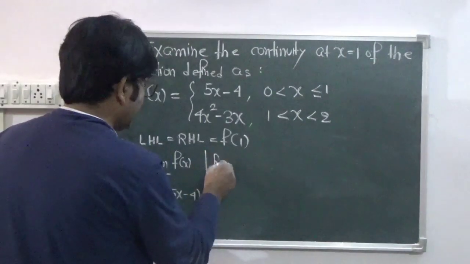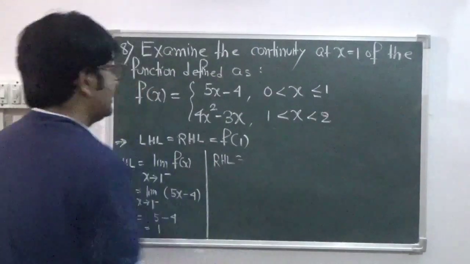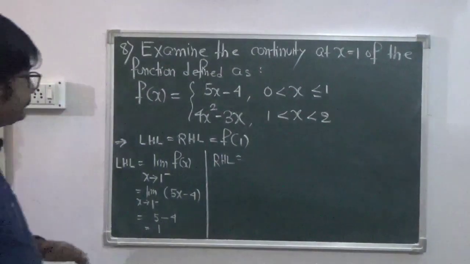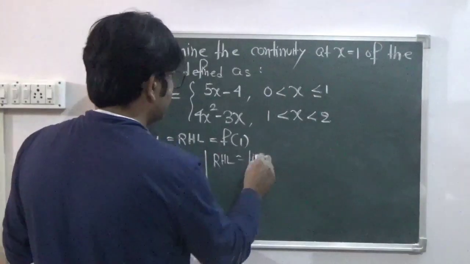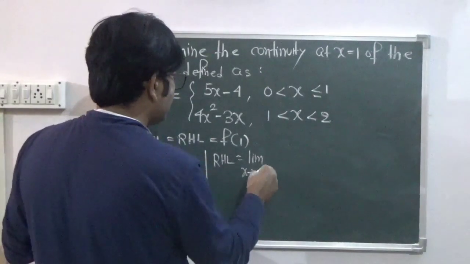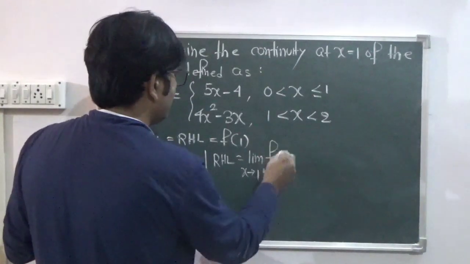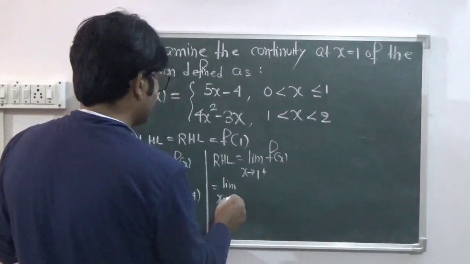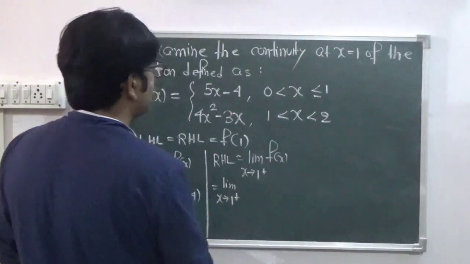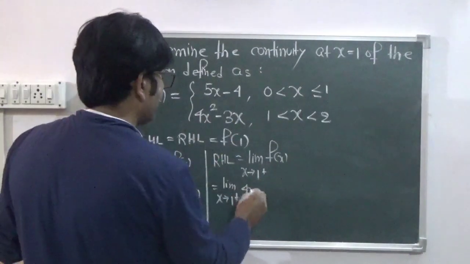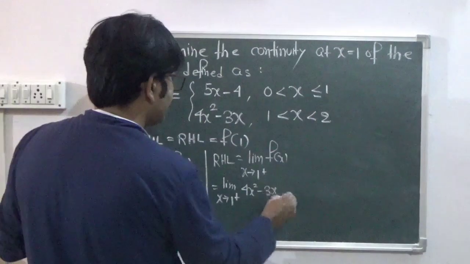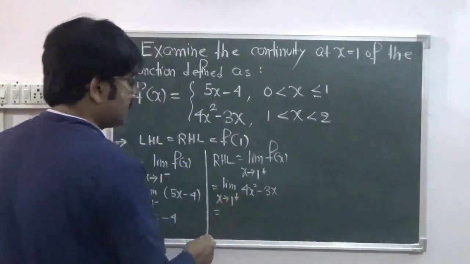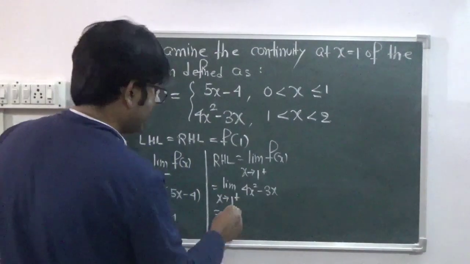Let us find the right hand limit. Right hand limit will be limit x tends to 1 positive of f(x). So that is limit x tends to 1 positive of 4x squared minus 3x. So you put x equals 1, that is 4 minus 3, that is coming to 1.